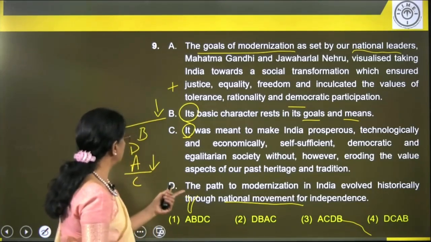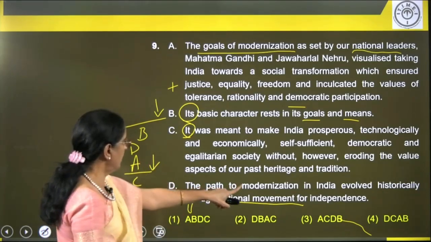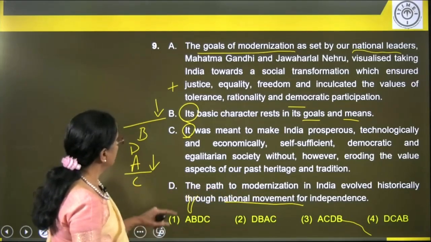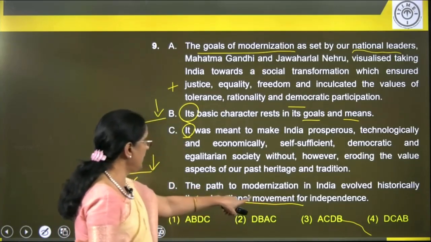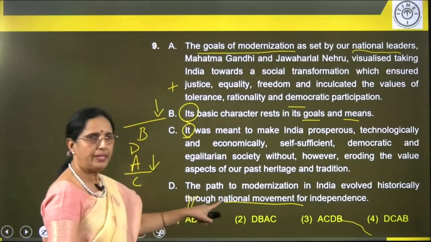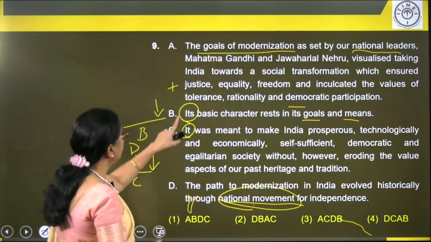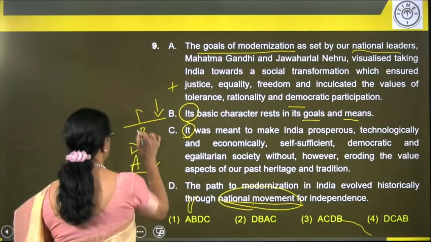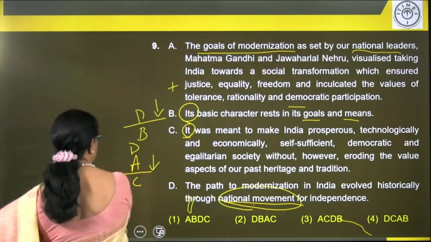Agree? Now let's look at this again. So start with what? The path to modernization. Right? It's about path to modernization. Okay, one second. Historically through national movement for independence. National movement for independence. Agree? Okay. National movement. Its basic character rests in its goals. So B should be preceded by D. Alright? Okay.